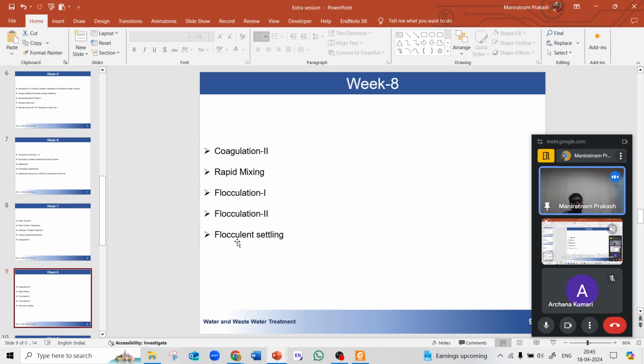We see different types of coagulants such as lime and all these things. We also see rapid mixing, because for coagulation purpose, after adding chemical, we have to provide some external energy so that a proper interaction can happen between the chemicals and the particles which we want to settle. So there is need of rapid mixing.